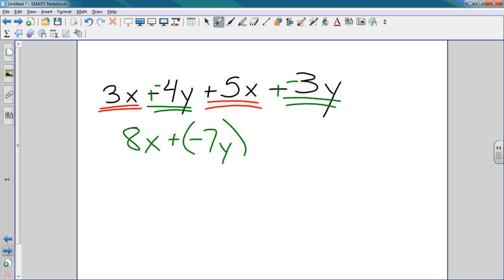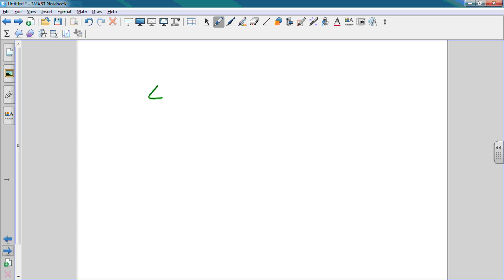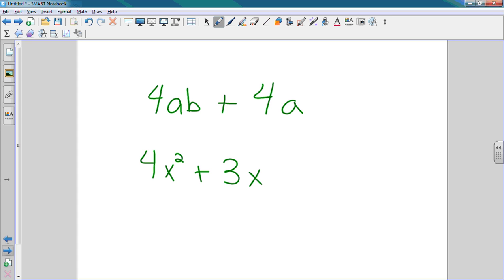Okay? Let me ask you a question. Can I combine 4ab plus 4a? Are those like terms? No. They are different. The variables have to be exactly alike. What about 4x squared plus 3x? Those like terms, can I combine those? No. They have to be absolutely exact. You know why? Do you remember what x squared means?